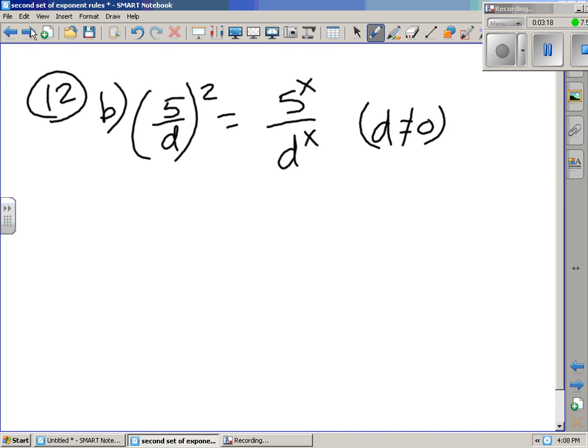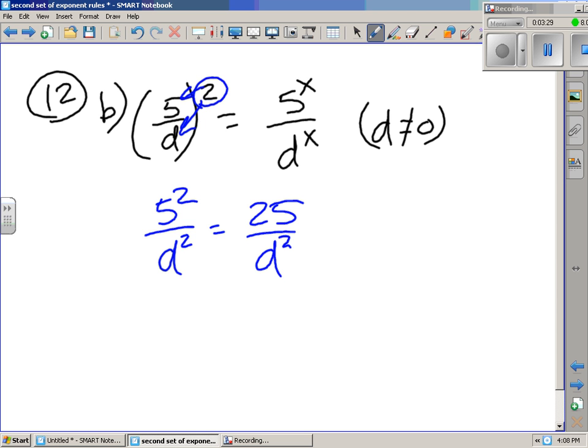12b, power to a group you distribute to both the numerator and the denominator. So we get 5 squared over d squared, which is 25 over d squared. Now, since the problem is set up like this, we need it written in this form so that we know that x is equal to 2.